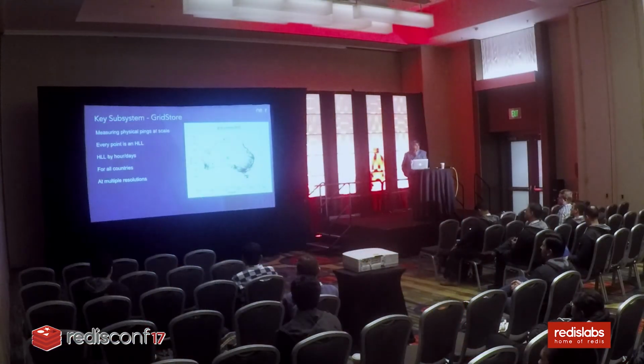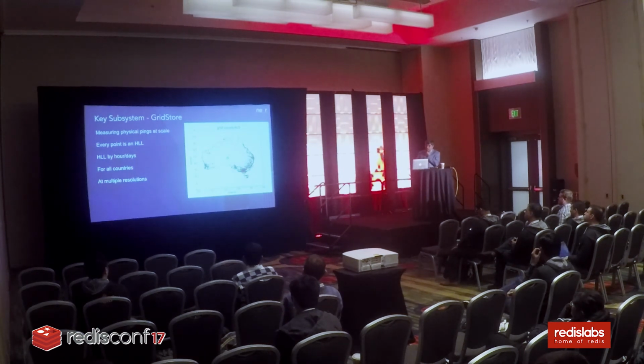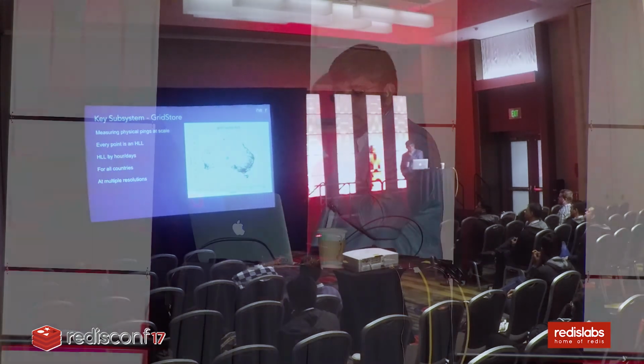This is one key subsystem that's powered by Redis. This is the one that I showed you earlier in terms of doing the estimations, which is what we call the grid store. What you see in the picture on the right-hand side is Australia. Over a 30-day period, the pings that we have accumulated across different sources, right? Every dot there you see is a HLO, right? And so you can imagine the number of keys.